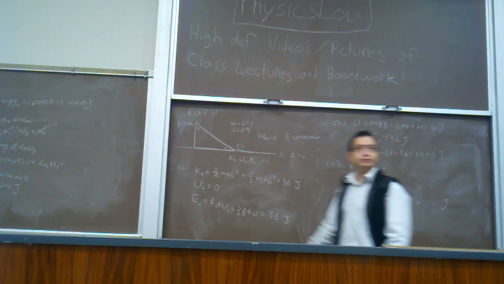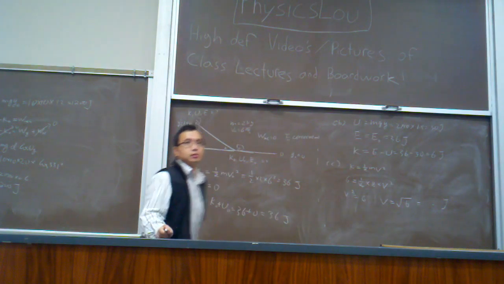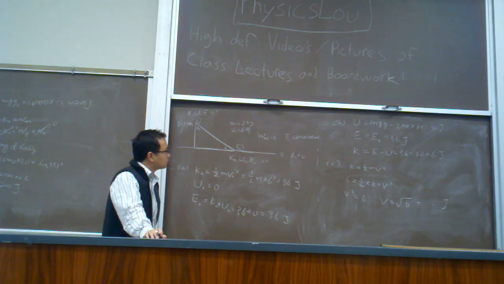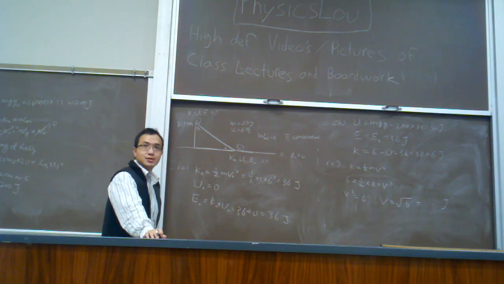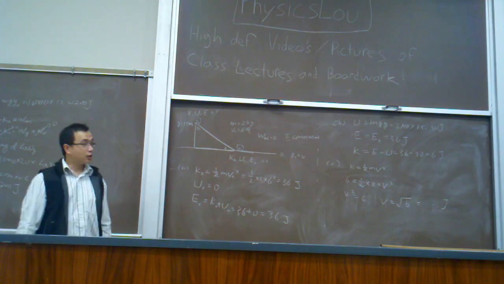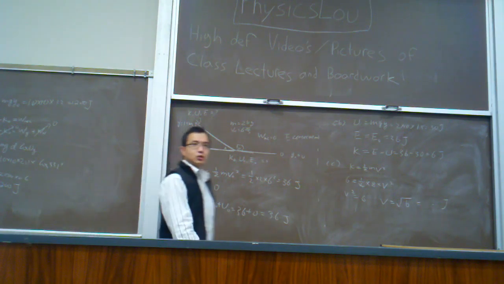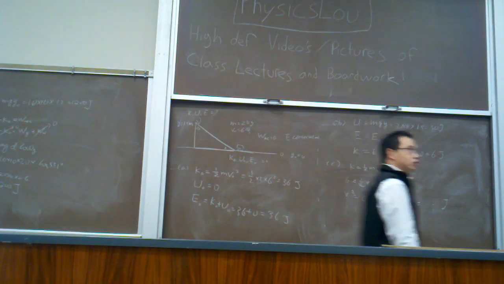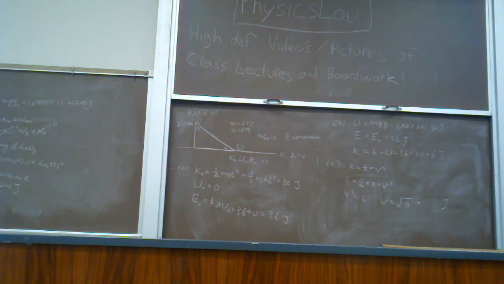Okay, it's not 33. K equals 6, not K naught. Be careful which quantity you are talking about. Here you have a bunch of different energies: initial kinetic energy, final kinetic energy, initial potential energy, final potential energy, initial mechanical energy, final mechanical energy. The unit is meters per second, right? Okay, any question here?